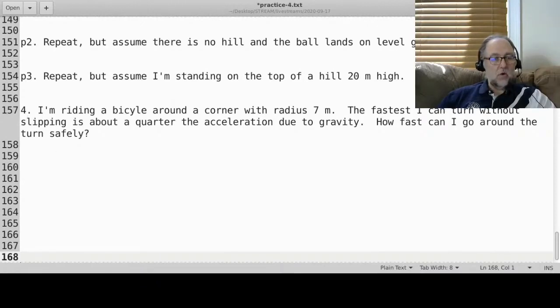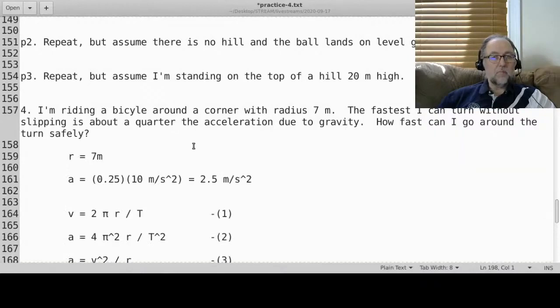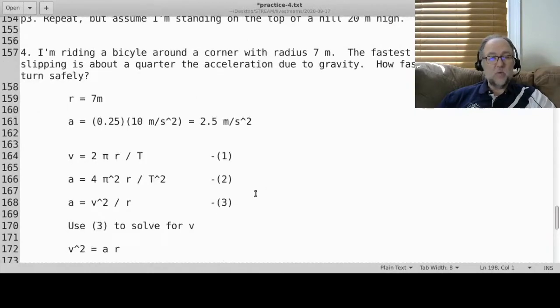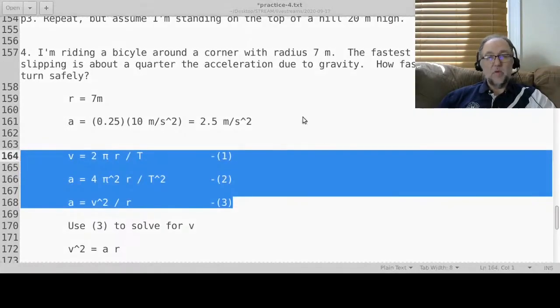All right, so here we go. So the radius is 7 meters. Okay, because I tell you that. All right. The acceleration, I said it's 1/4 of the acceleration due to gravity. So that's like 0.25, 25% of 10, which is 2.5. Okay. And now you just have to choose the equation to solve for v. There are the three equations. They should be in your notes from the pre-recorded lecture.